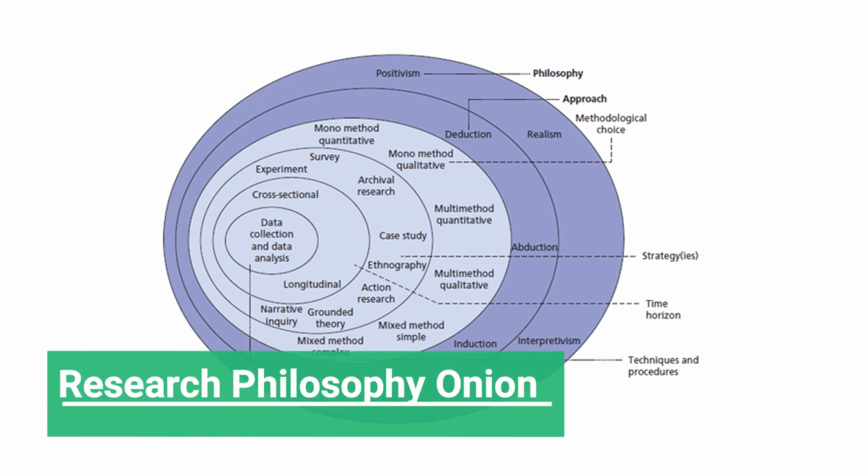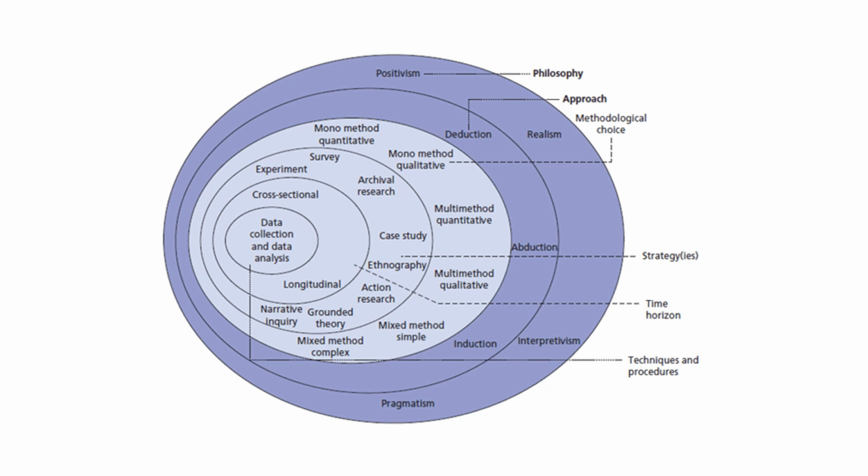This is a research onion that has an overview picture of what research philosophy is. Under research philosophy, as a summary, there are typically four types of research philosophy approach: positivism, realism, interpretivism, and pragmatism.